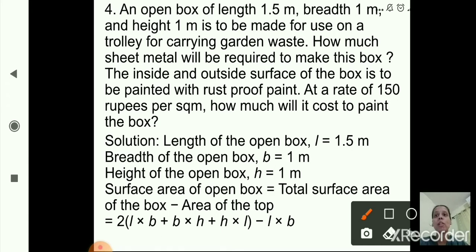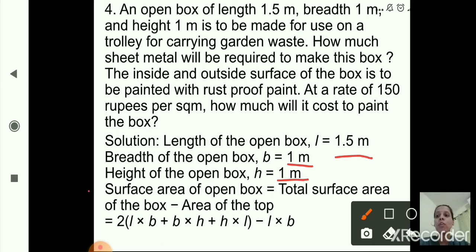So first what we will do, length is given, breadth is given and height is given. An open box. Okay, so first we will find out total surface area of open box, whose length is 1.5 meter, breadth is 1 meter and height is 1 meter. Okay, so in solution first we'll write down length of the open box, that is L is equal to 1.5 meter, then breadth of the open box, that is 1 meter and height is given 1 meter. Okay, so L, B and H is given, length, breadth and height is given. So we'll find out surface area of open box.